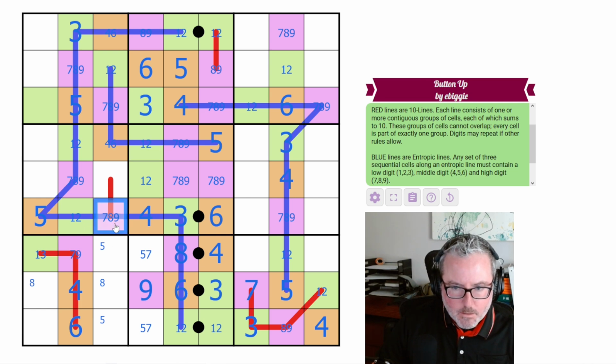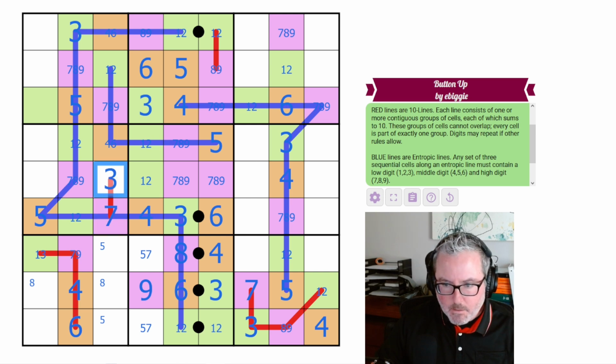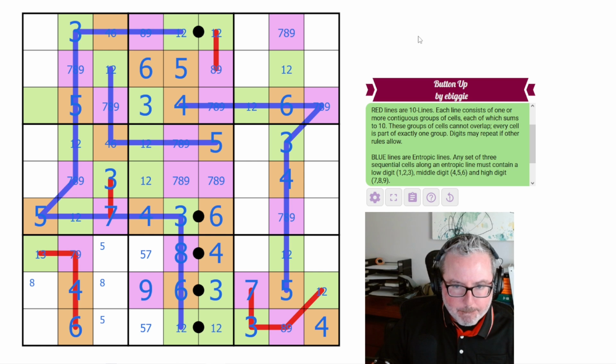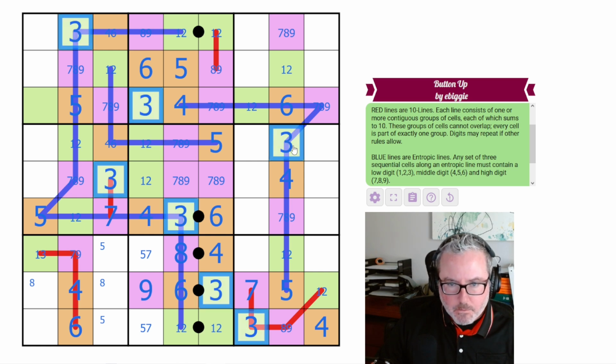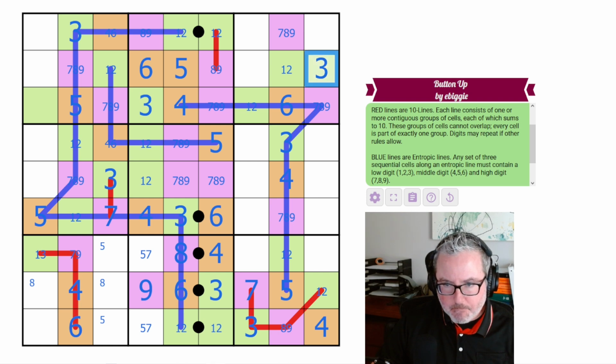The 7, 8, 9. Can we do anything with that? Yes, we can, because we have a 1, 2 pair. So this has to be 7. This has to be 3. That's a green. Are we pretty good with our 3s now? Yep, this is 3. I'll continue the coloring process.